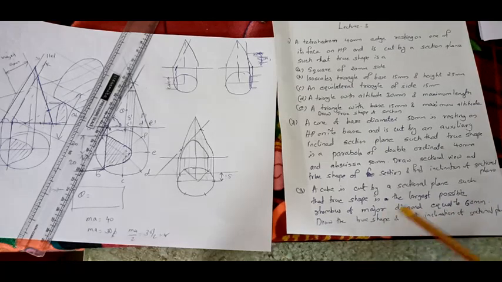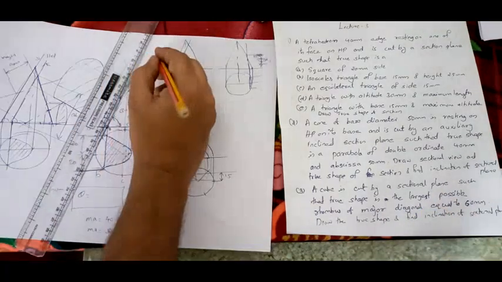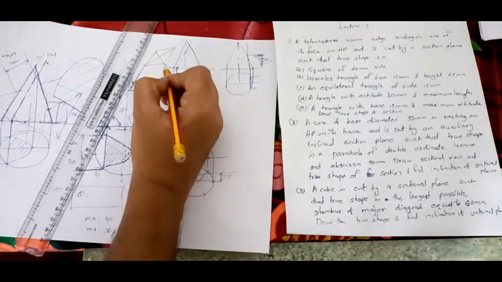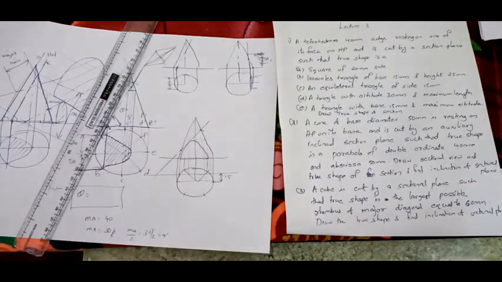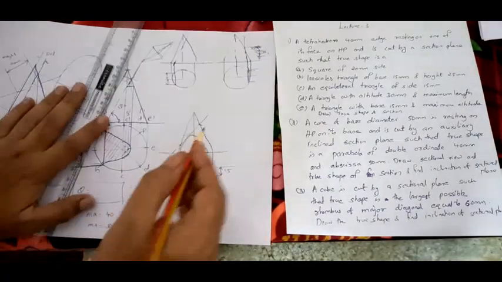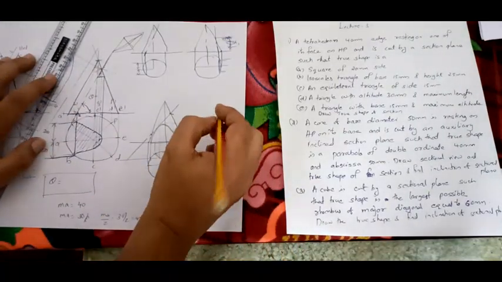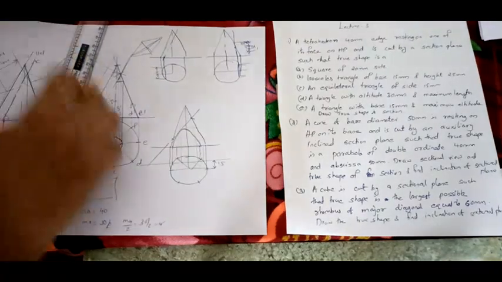So rhombus means, see, 4 equal sides. Rhombus will be like this, 4 equal sides. It has 2 diagonals, one is major diagonal and another is minor diagonal. So that major diagonal length is given, and before solving, first I will tell how to cut a rhombus from a cube. See how to cut a rhombus from a cube. That is very simple.